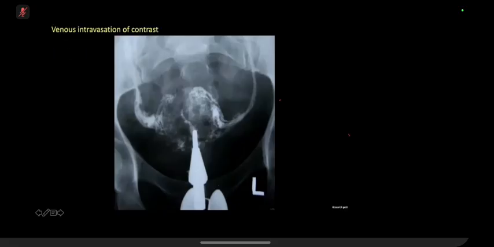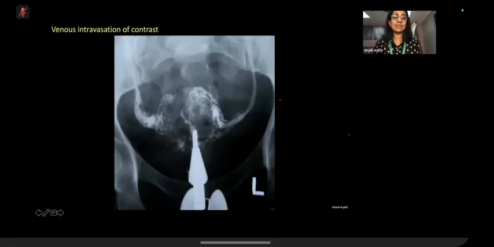Okay. So this is venous intravasation of contrast. That appears when you are forcefully injecting contrast into the uterus. What happens is the contrast is intravasated into the venous and lymphatic channels of the uterus. And you will not see an opacified uterine cavity. You will see a bizarre appearance of draining linear structures, and these are draining pelvic vessels. So once you see it, you will remember it.